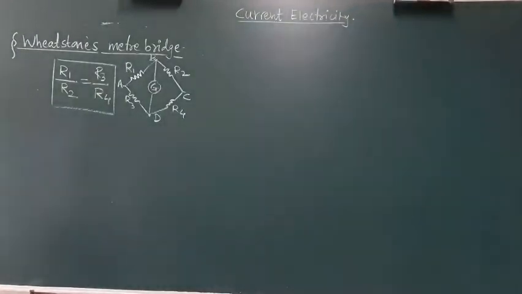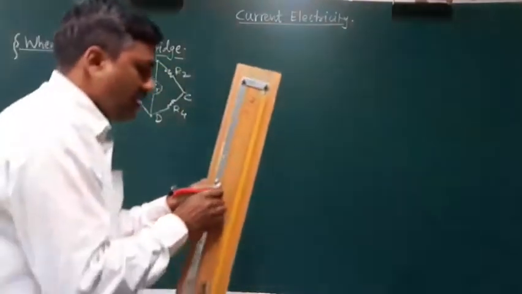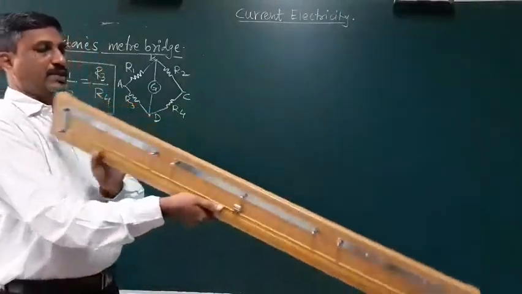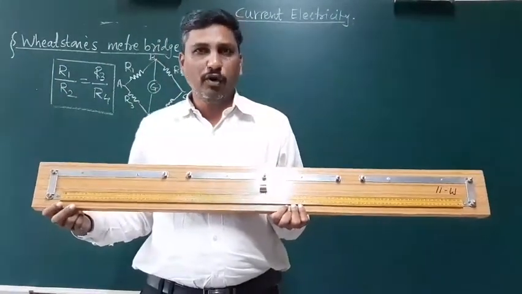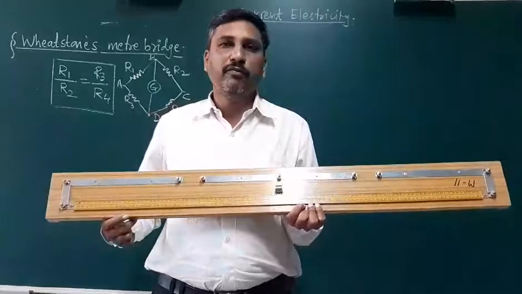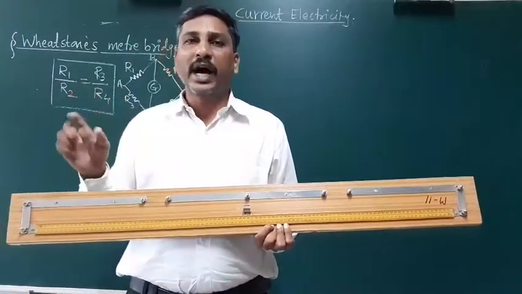First of all, see the Wheatstone's meter bridge. Now I am showing a meter bridge to you. Just we write down the balancing condition for the Wheatstone's network. Now this is a simple Wheatstone's meter bridge. There is a wooden platform, and on that wooden platform, a thin uniform conducting metal wire.